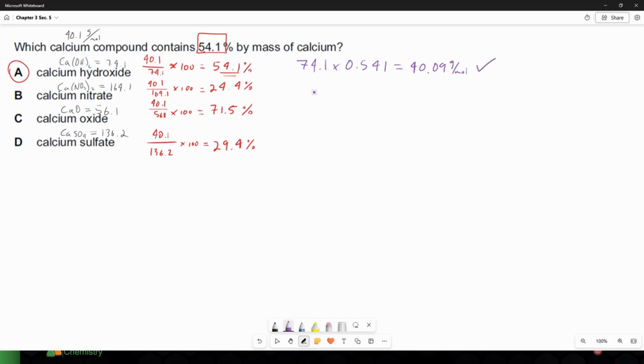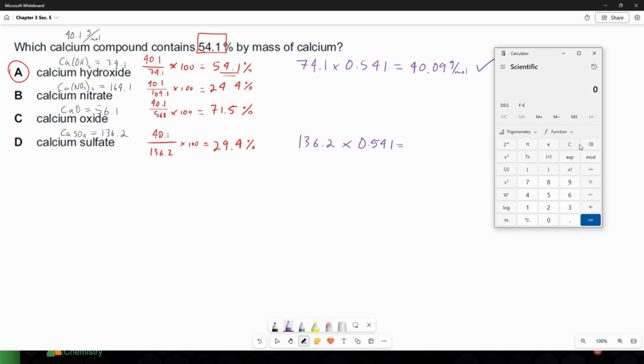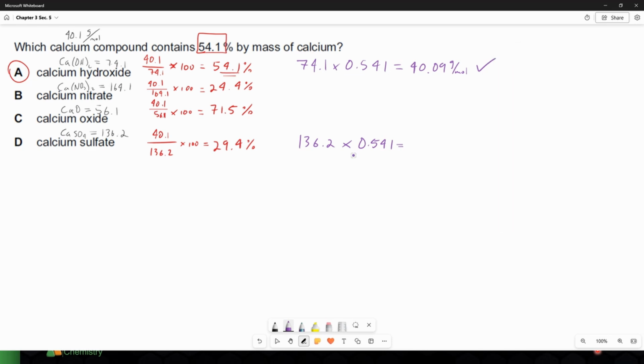I'm going to do it for one more. I'm not going to do it for all four because it will just be a waste of time. But let's do it for the last one. If we do 136.2, which is a molar mass, times 0.541, that gives me 73.7. 73.7 is nowhere near the molar mass of calcium. So this is another way of doing this. We could do this for all four of them. Only the first one gives us a molar mass of calcium, so that's the right answer.